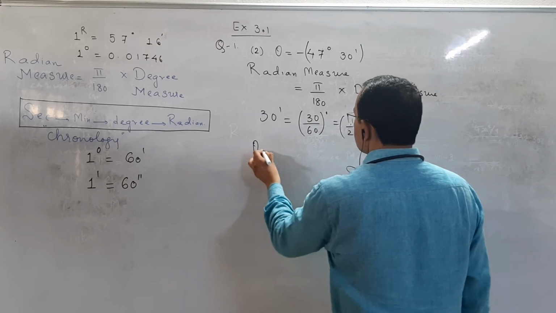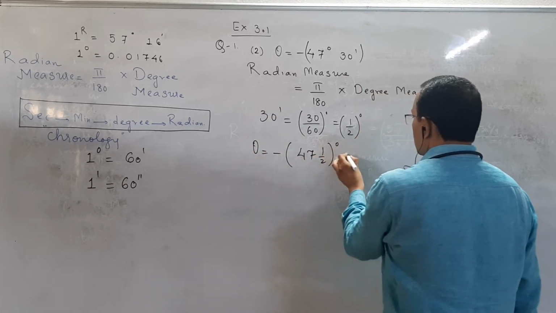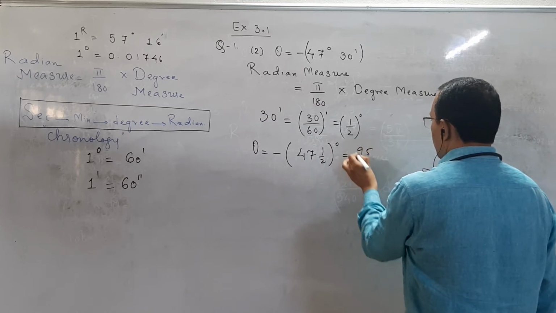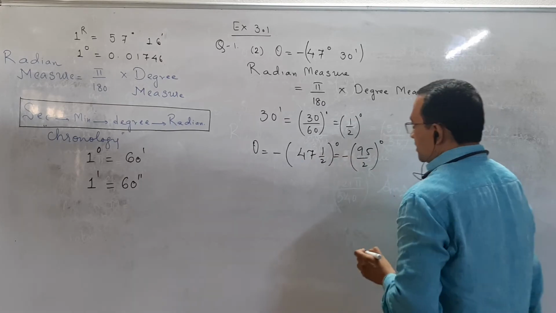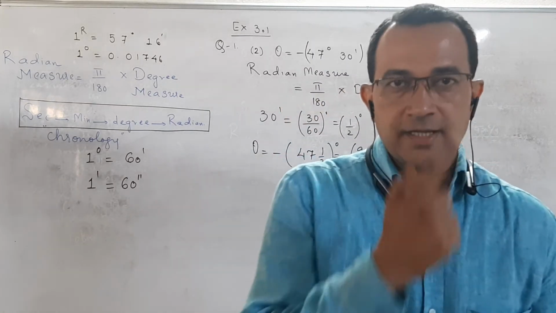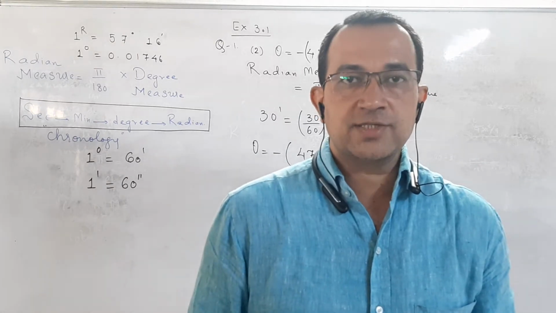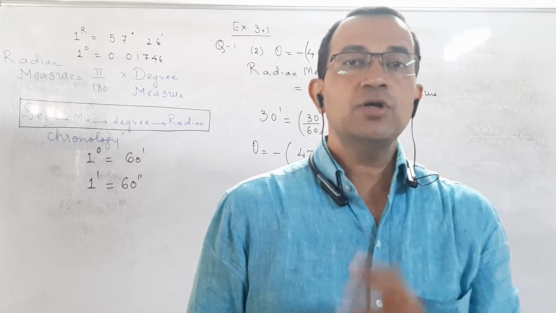Now add this as a fractional part to the original degree. So this will be 95 by 2 degree, bearing a negative sign. The negative sign just indicates that the rotation of the initial ray with respect to the vertex is clockwise. That much only, students, you have to remember.